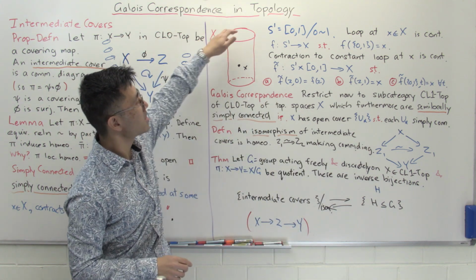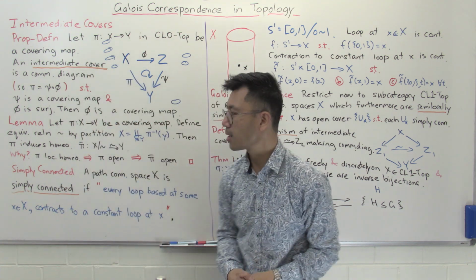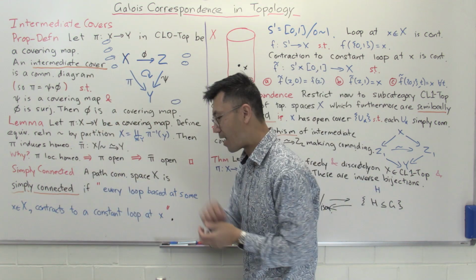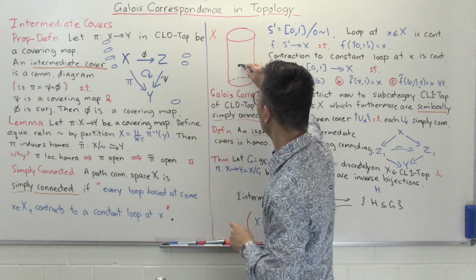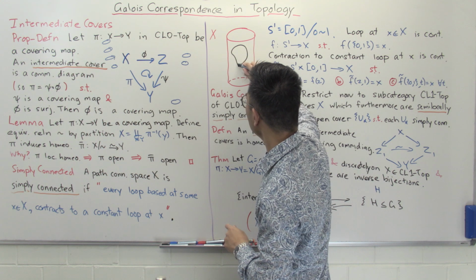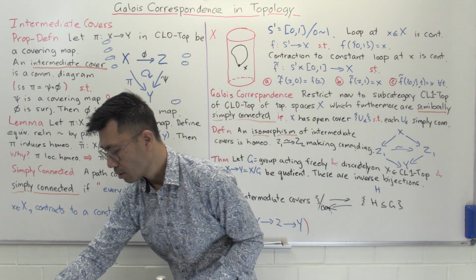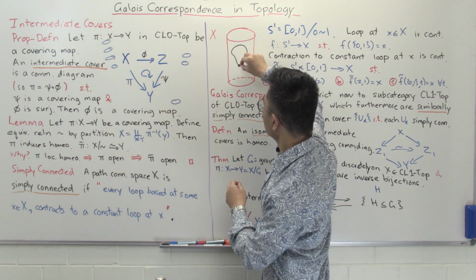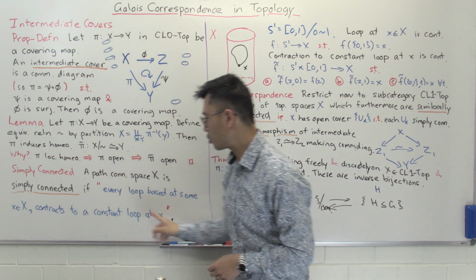So let's suppose we have this cylinder as our X. We pick some arbitrary point x, and we consider a loop based at x. So what's a loop based at x? It's just something like this. You can think of it as a little rubber band, and it starts here and it goes off to here. And now it should contract to a constant loop at x.